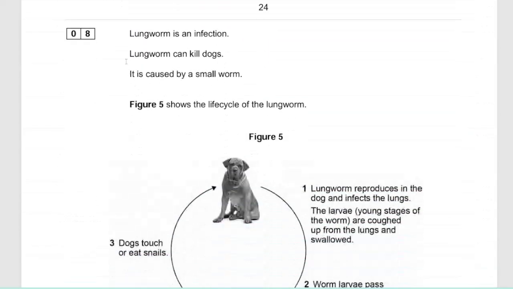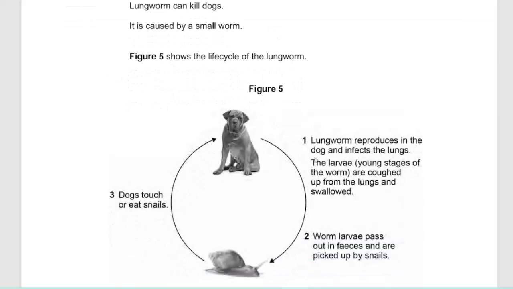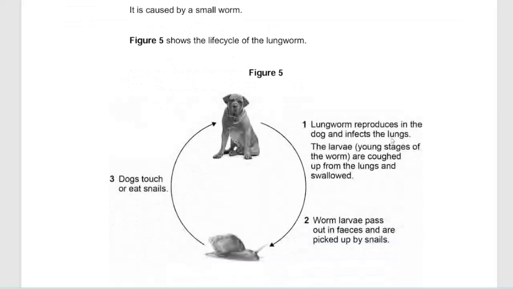Now for question 8. Lungworm is an infection. Lungworm can kill dogs. Unfortunately, it is caused by a small worm. Figure 5 shows the life cycle of the lungworm. Lungworm reproduces in the dog and infects the lungs. The young stages are coughed up from the lungs and swallowed. Worm larvae pass out in feces and are picked up by the snails, and then the dogs touch or eat the snails, infecting them.